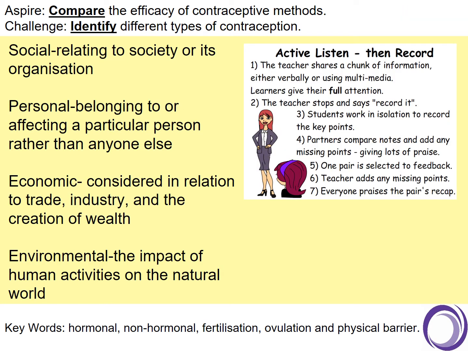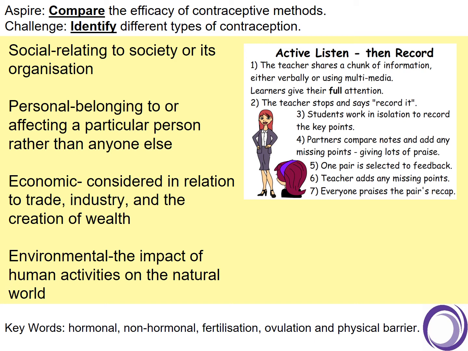So, in science, we sometimes have to consider things beyond the normal science, and we use terms that not everybody is really familiar with. If we talk about a social reason for something happening, it relates to society or to an organisation. If we talk about personal, it's belonging to or affecting a particular person rather than anything else. If we talk about something being an economic factor, then we have to consider it in relation to trade, industry, or creation of wealth. So that's all to do with money.